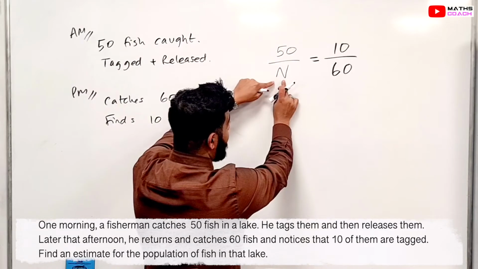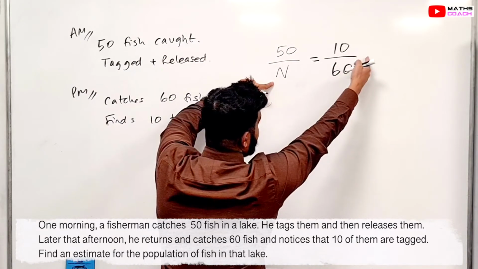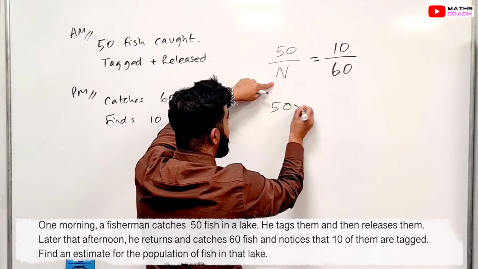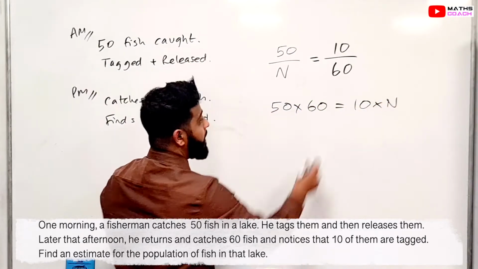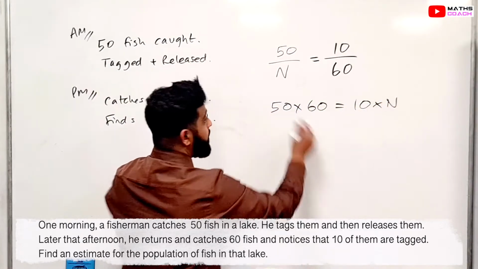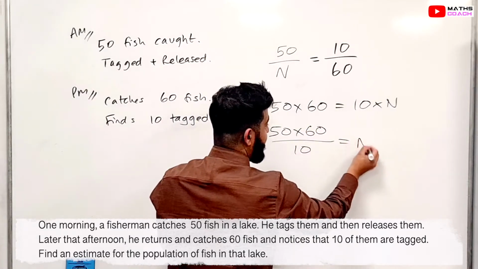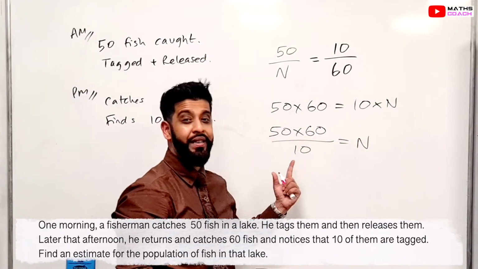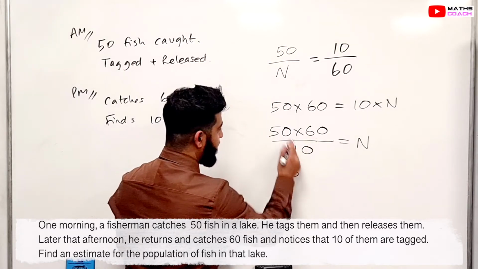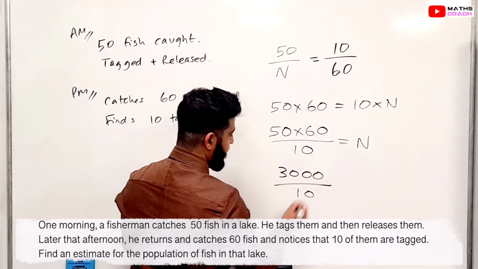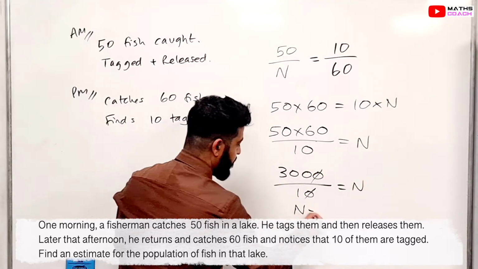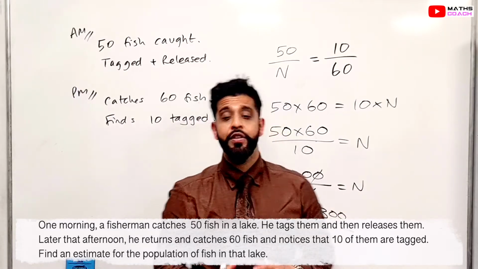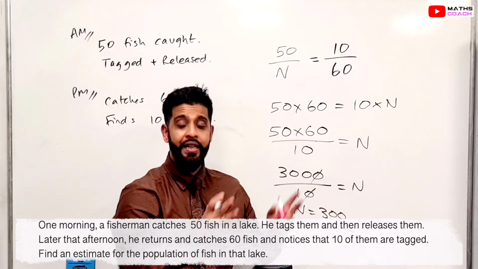In order to solve this and find what N is, we will multiply N up here and the 60 will go up here. So we have 50 times 60 and we have 10 times N. So we just cross multiplied. Next we'll divide by 10 here. So we have 50 times 60 over 10 and that is equal to N. And we just need to calculate this. So 5 times 6 is equal to 30. Add 2 zeros over 10. Cancel out the zeros and we have 300 over 1, so N is equal to 300. So an estimation for the number of fish in the lake is 300.